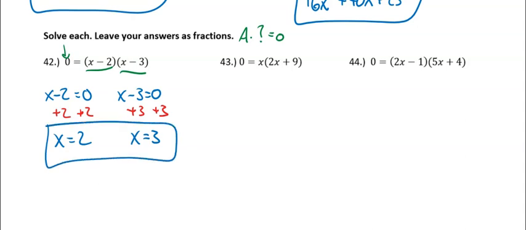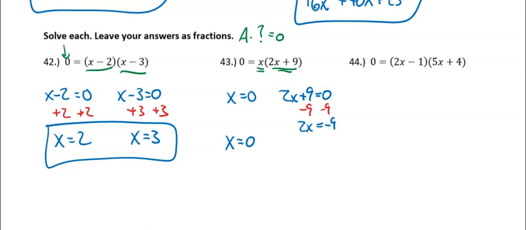If I look at the next one, same kind of thing. I have two things being multiplied. It's x times this 2x plus 9. So if those multiplied together equal 0, either the x equals 0, or the 2x plus 9 equals 0. And now I solve each. This one's already solved, x equals 0. This one, I'm going to subtract the 9 from each side, and then divide by the 2.